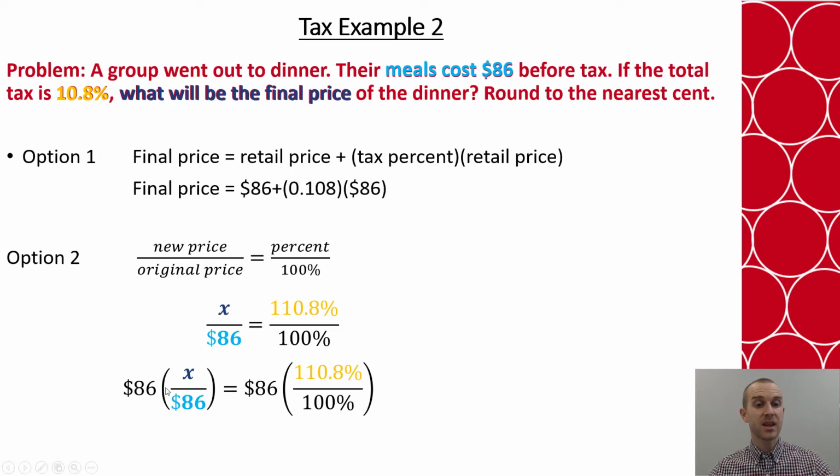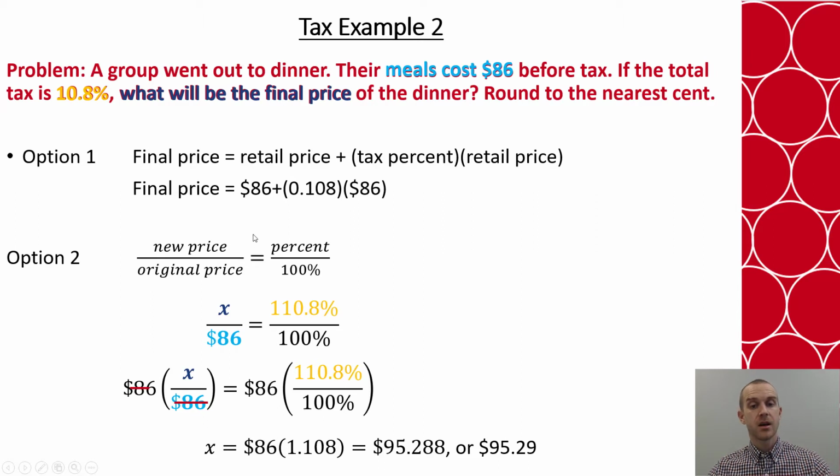This would simplify my left side to 1. And again, 110 and 8 tenths divided by 100 gives me the 1 and 108 thousandths. I'm back to the same problem. Again, I'll get to $95 and 288 thousandths, which simplifies to $95.29. So use the method that makes the most sense to you as you solve these problems.